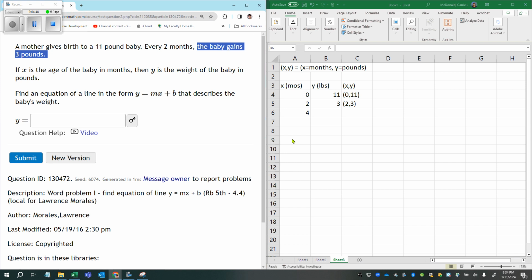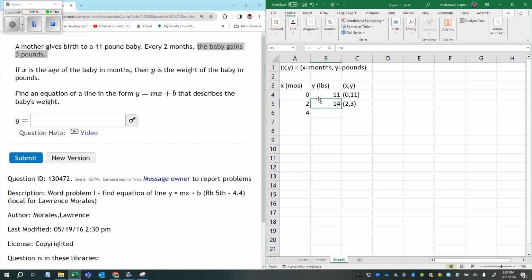Whoa, you guys, I'm so sorry. Let me back up. Really, Carrie? Really? Really, Prof. McD? No, not really. Not 2, 3. Come on. 11 pounds plus 3 pounds would be 14 pounds. The baby gets heavier, right?